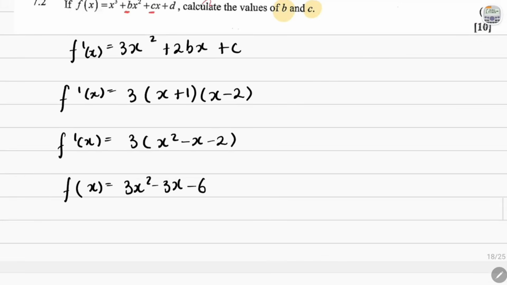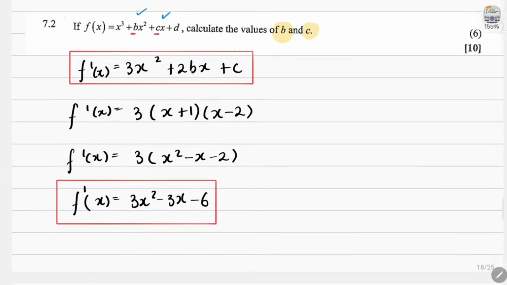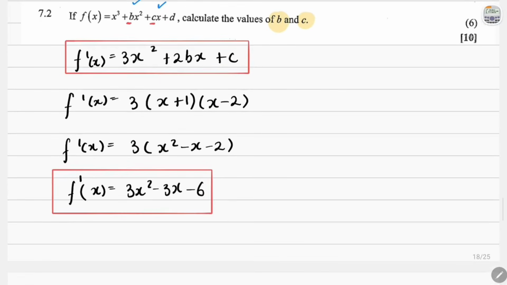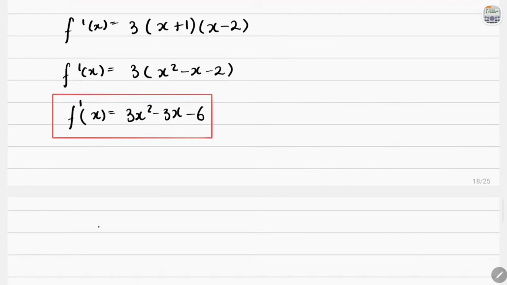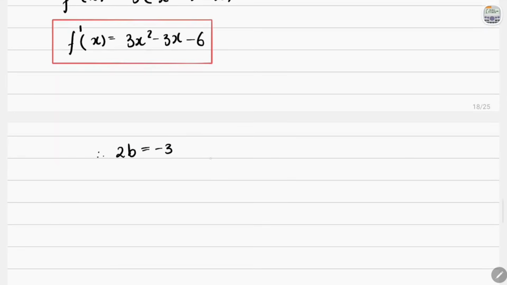I forgot the prime earlier, it's f prime of x. We're saying that this equation is exactly the same as this equation. So because of that, what this means is just match their coefficients. x squared has a coefficient of 3. That's fine. Now the coefficient of x here is -3, but here it was 2b. So that would conclude that 2b is actually equal to -3 because their coefficients must be the same. They are the same equation. And so here that would mean that c is equal to -6.